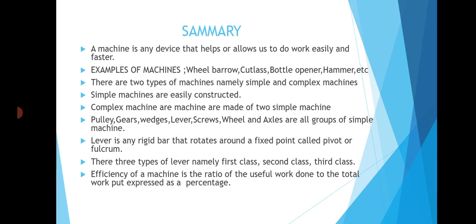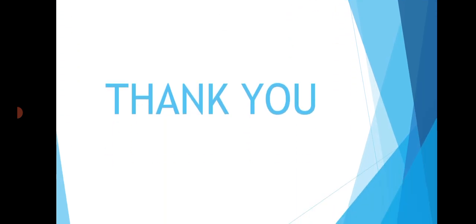The efficiency of a machine is the useful work done to the total work put in, expressed as a percentage. At all times, we said the main reason why efficiency is not equal to 100% is that part of the work input is used to account for friction, gravitational force, inertia, and others. It is also converted to other forms of energy.